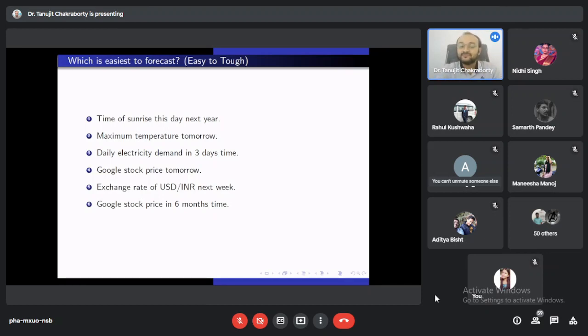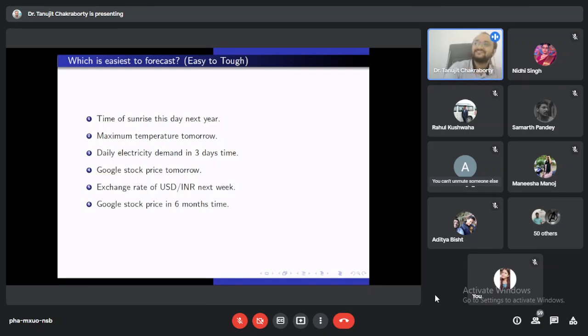But if someone asks you the daily electricity demand in 3 days' time or the Google stock price tomorrow, you need to build some models and make the forecast based on that. Those forecasts are going to be a little challenging, and the Google stock price in the next 6 months would be the toughest thing to forecast, because you do not know what is going to happen in the next 6 months. Maybe there will be no COVID, or there will be COVID once again. There will be some other things, we don't know that, right?